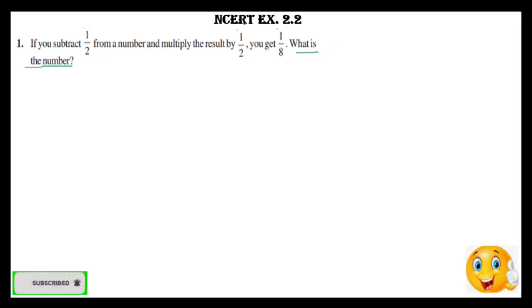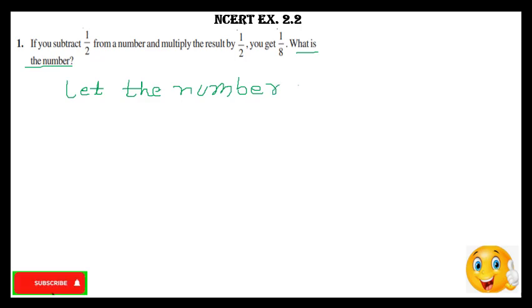So in your solution you can let the number to be x, y or any other variable. So first statement we need to write here, let the number is equal to x. So here we have let the variable x. So this x is the number from which if you subtract 1 by 2 and multiply the subtraction by 1 by 2, you get result 1 by 8.